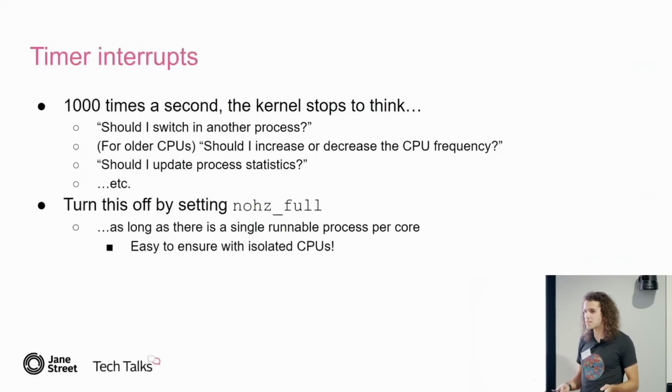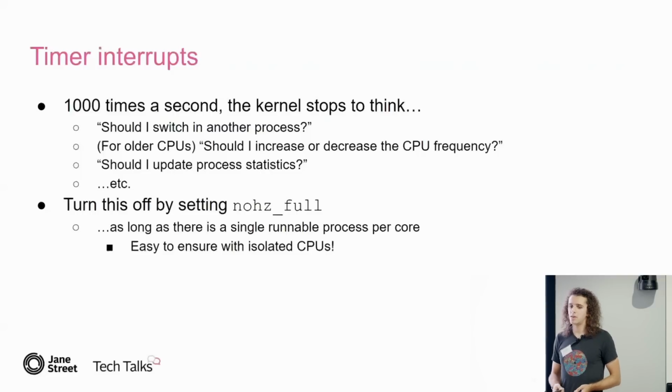For older CPUs, it's also a chance for the kernel to adjust the frequency of the computer. You can imagine if you are on a laptop reading Wikipedia, you're going to be pretty sad if it's running fans at full tilt and burning your lap. So the kernel in those situations would clock the CPU down so your fans can spin off.